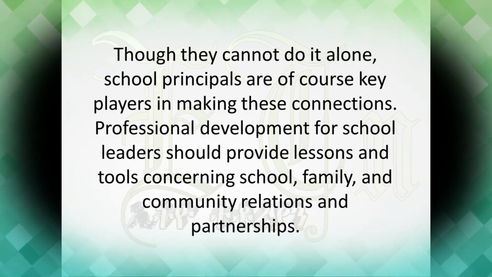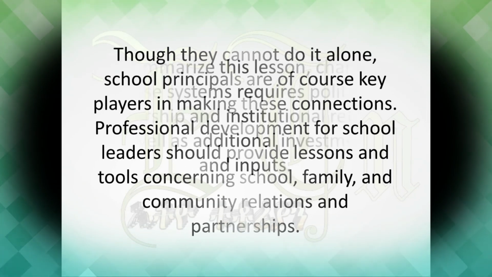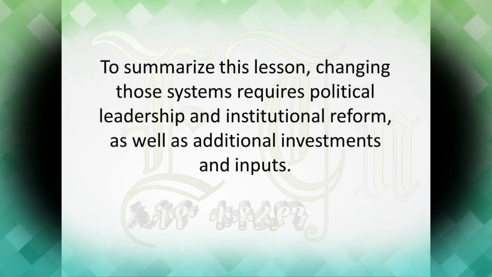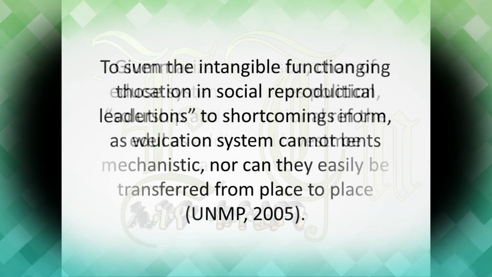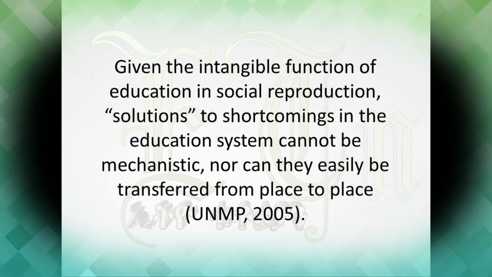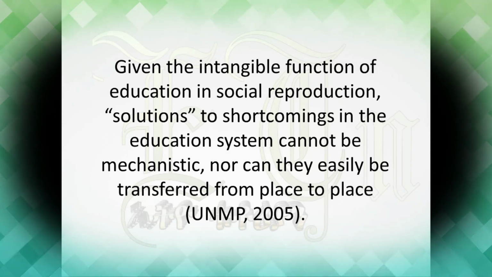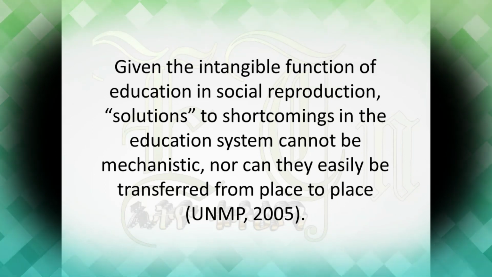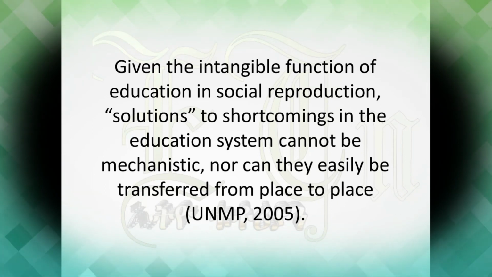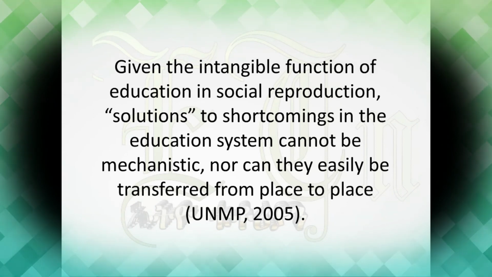Professional development for school leaders should provide lessons and tools concerning school, family, and community relations and partnerships. To summarize this lesson, changing those systems requires political leadership and institutional reform, as well as additional investments and inputs. Given the intangible function of education in social reproduction, solutions to shortcomings in the education system cannot be mechanistic, nor can they easily be transferred from place to place.